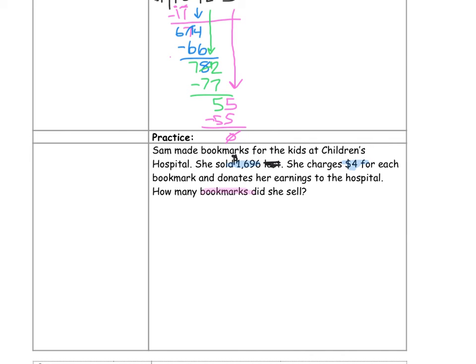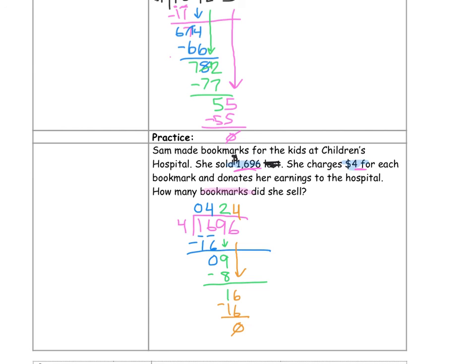She sold 1,696, and each bookmark sold for $4. So I know this is a division problem because we are trying to figure out how many bookmarks she sold at the price that she sold them for and how much she made. So now let's start dividing. Pause the video and do your work and then come back.